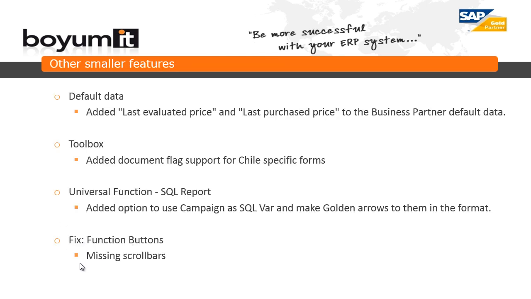Finally, there are a few other smaller features, like for example, Document Data can now use last evaluated price and last purchase price in Business Partner default data. Toolbox has the option to set the documents flag on Chile localizations, and Universal Function now has the option to use campaigns in SQL variables and have golden arrows to them in that format.